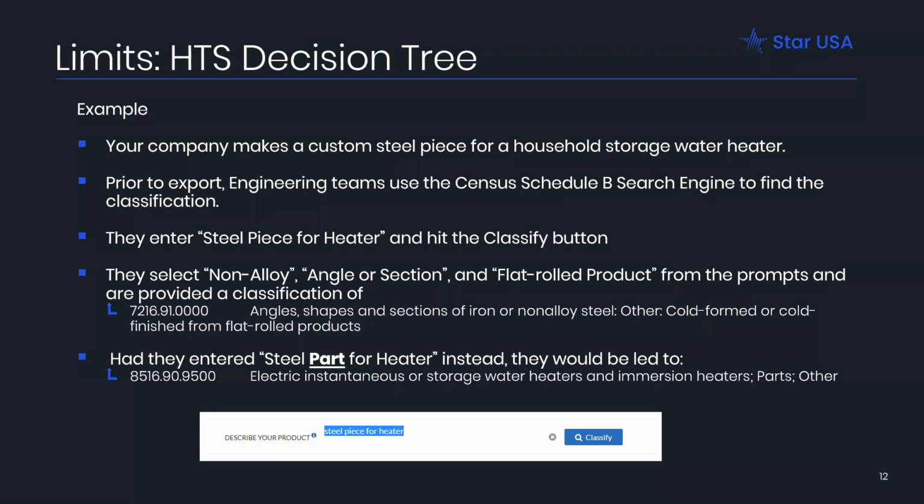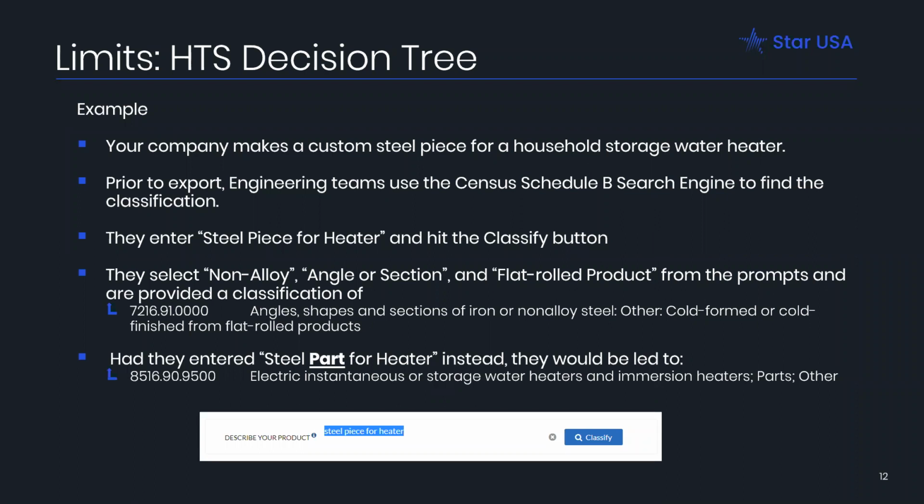And they type in steel piece for heater and hit the button that says classify. And there's a screenshot on the page so that you can see that it actually says the word classify on there. And this is a tool provided by the Bureau of Census, part of the Department of Commerce, that's necessary for export compliance reasons. They hit the classify button. They're prompted to select alloy or non-alloy. They choose non-alloy. They choose an angular section from the next set of questions, and they choose a flat roll product from the prompt. And they're provided a classification of 721691-0000, which is angles and shapes and sections of iron or non-alloy steel, other cold formed or cold finished from flat roll products.